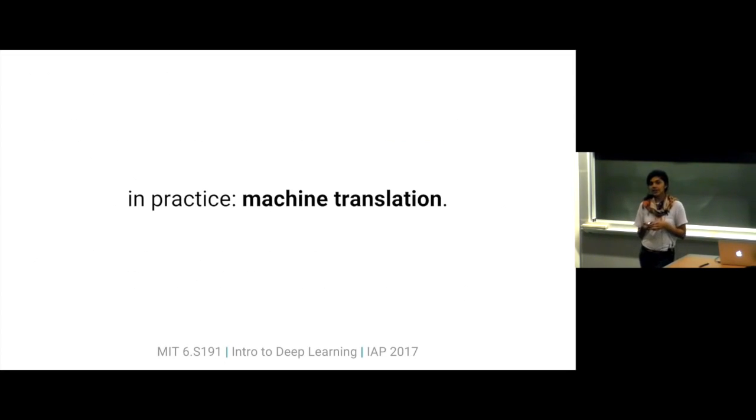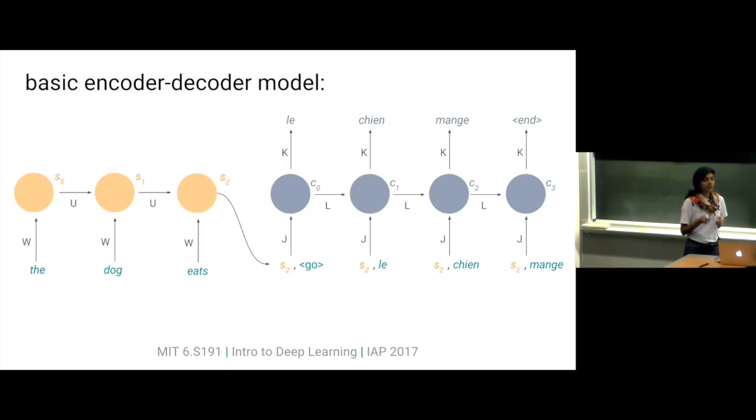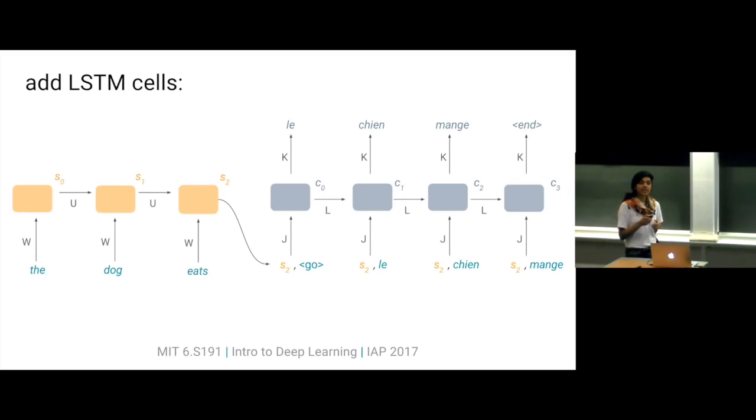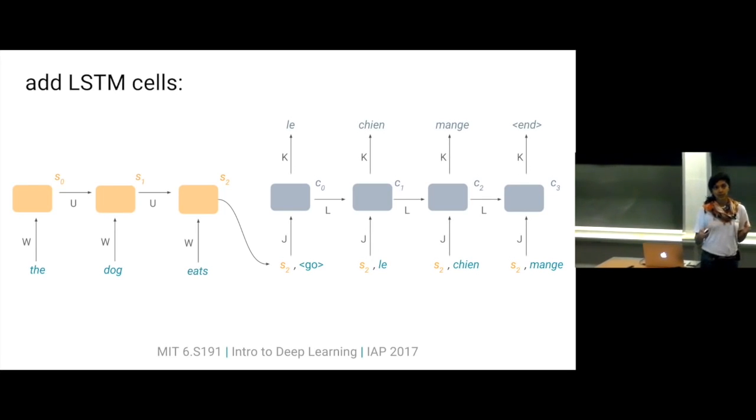Okay, so I just want to recap by going over the example of machine translation and how it's commonly implemented in practice. So this is the same encoder-decoder model that you saw before with translating an English sentence to French. Now that you know about LSTMs, we can replace each of the recurrent units with an LSTM, and this will give us more power to model long-term dependencies.